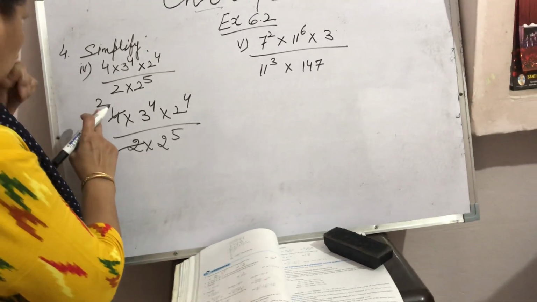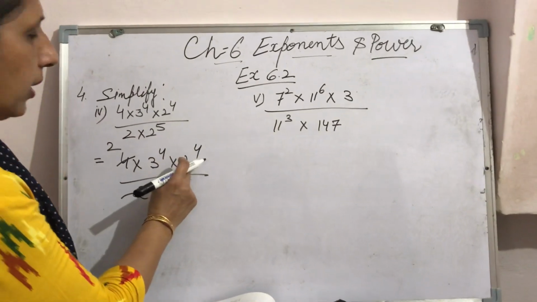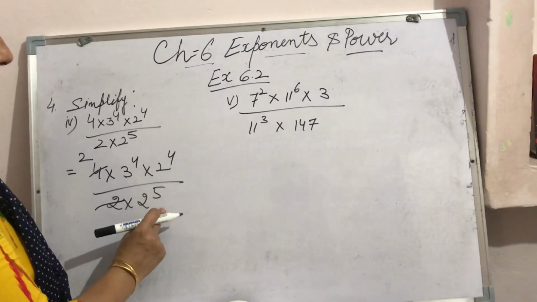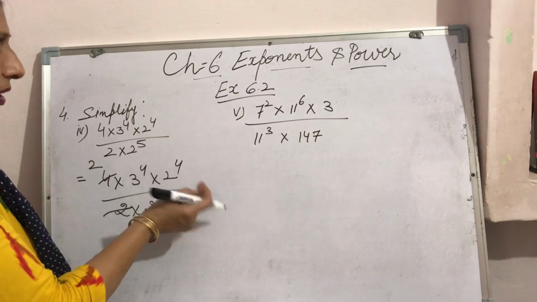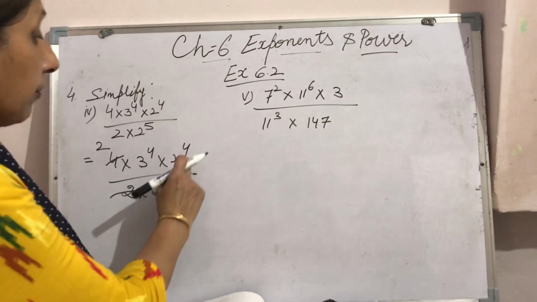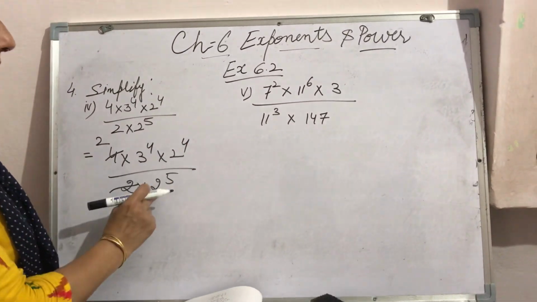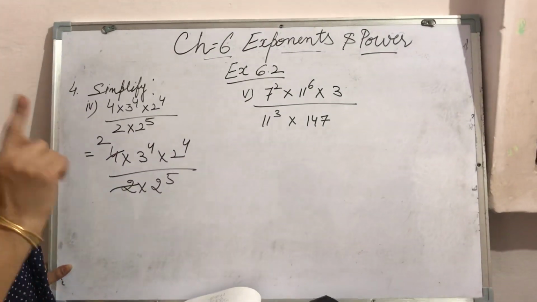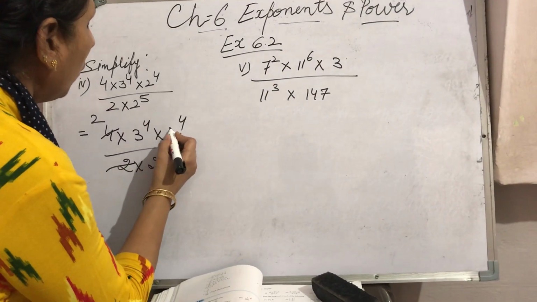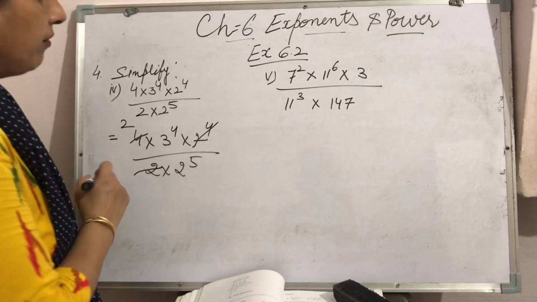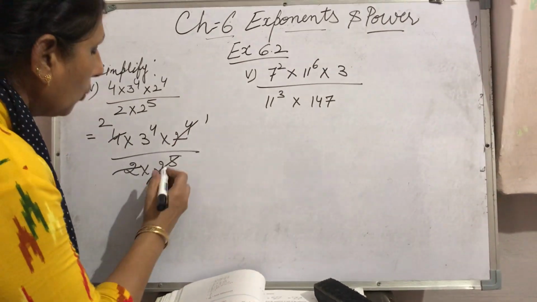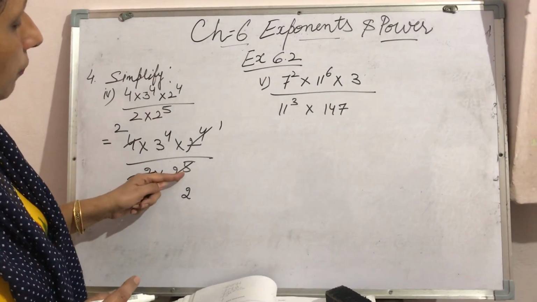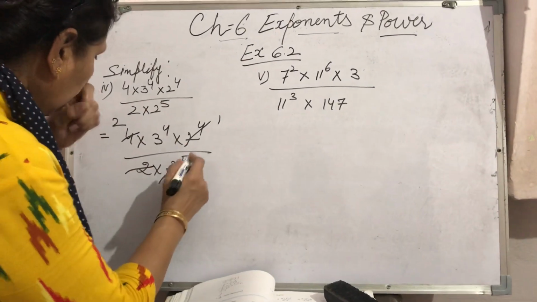Now we have 2 as a base here, and again 2 as a base. 2 raised to power 4 divided by 2 raised to power 5. We can reduce it because the bases are the same. When bases are the same and we have to divide, the powers will be subtracted. So if we subtract 4 from 5, it will be 1.